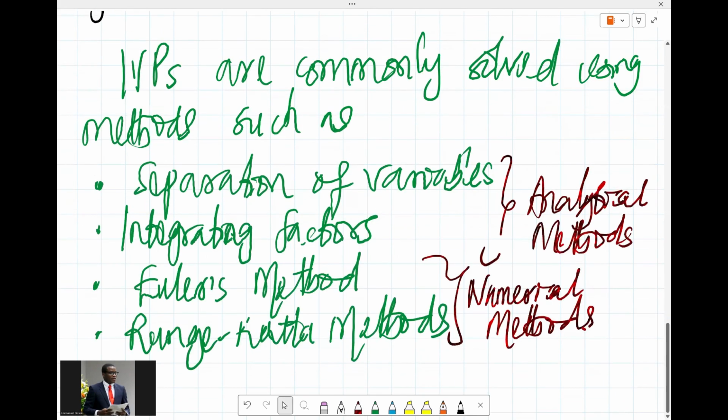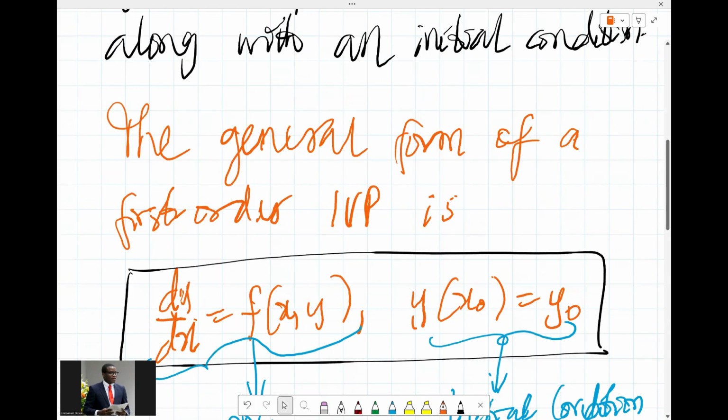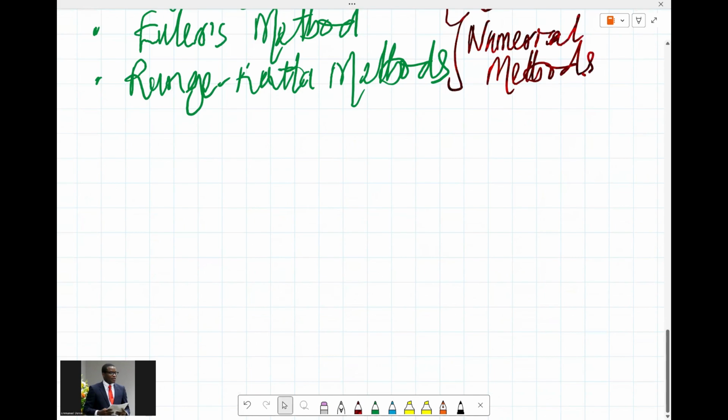So that's talking about initial value problems, where you have a starting point, an initial condition, you have a differential equation and an initial condition attached to it.